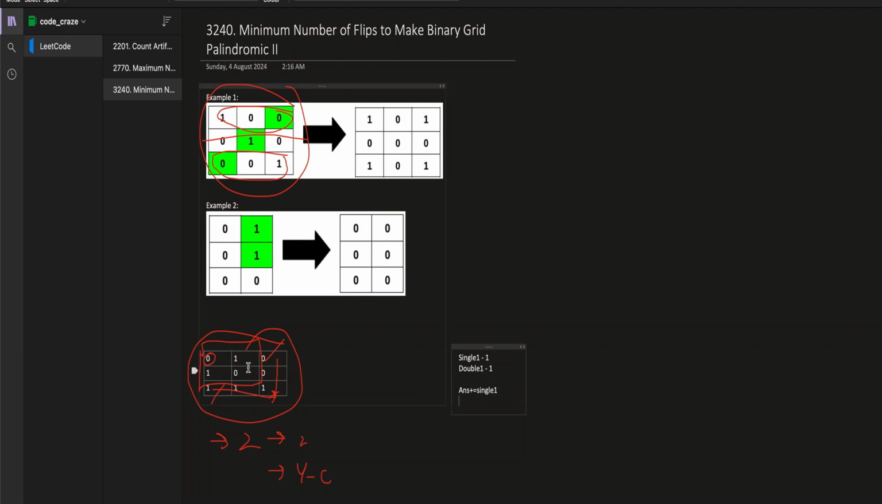Now talking about the double ones, if we have double ones that are in pair, so we have four ones, then we do not need to consider that. However, if there is some pair that is left out, that is if it's not divisible by 2, then we can take one single one and convert its 0 to be 1.